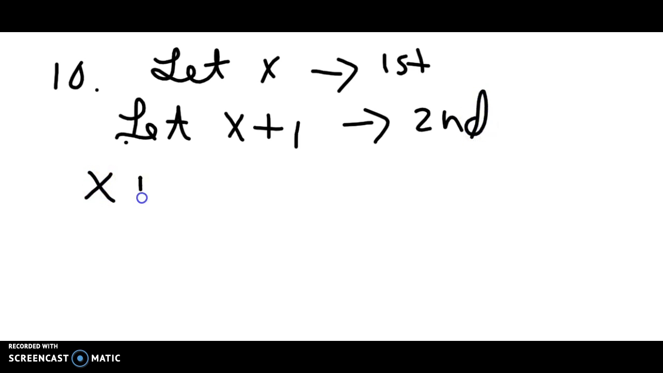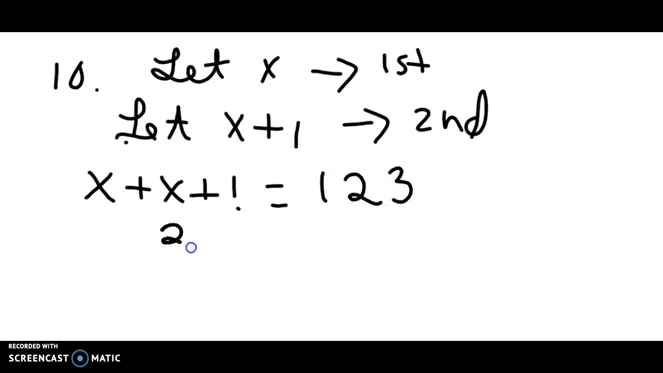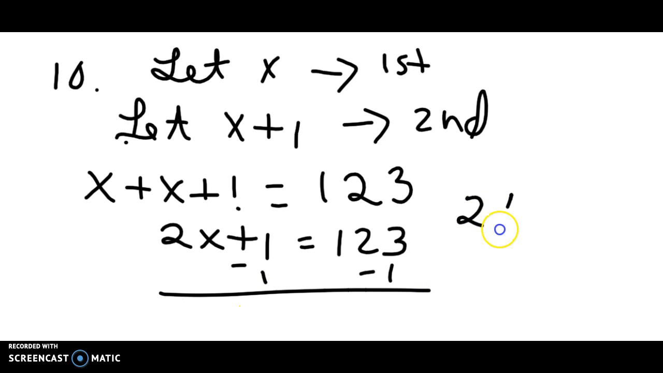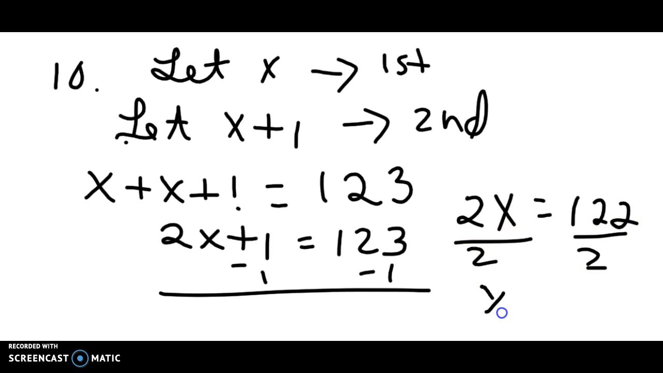So when we take x plus 1, it totals 123. So now let's combine our like terms. Subtract 1 from both sides, and we get 2x equals 122. Divide by 2, and x equals 61. So now when I add 1 to it, I'm going to have the numbers 61 and 62. When you add those two together, it will give you 123.